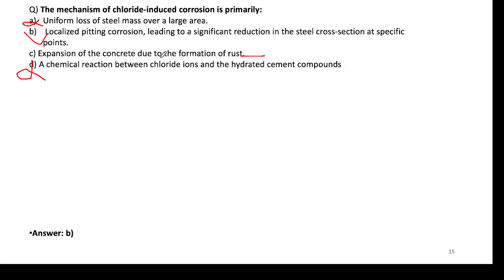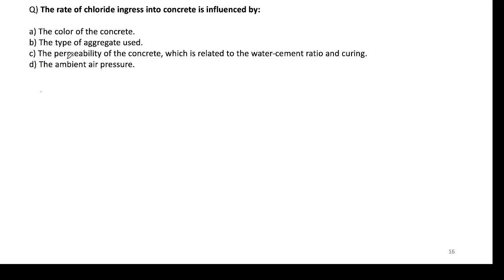Obviously, expansion due to the formation of rust will always happen. It's not exactly the expansion of concrete, it's expansion of rust itself that leads to the cracking of the concrete structure. So this is also wrong. Okay, let's see the next question.